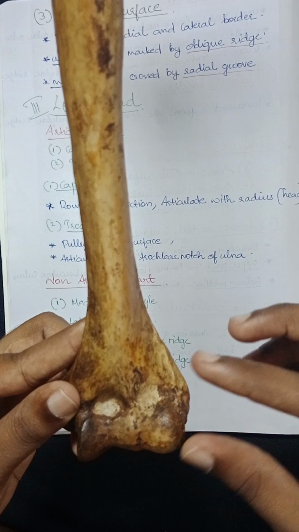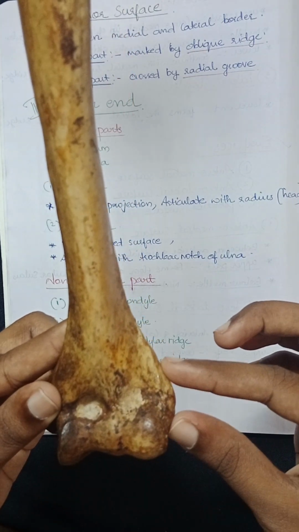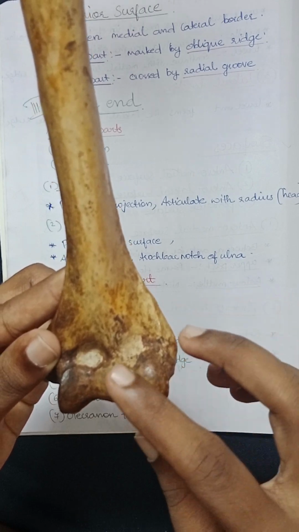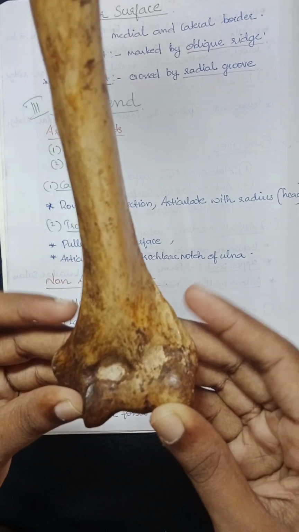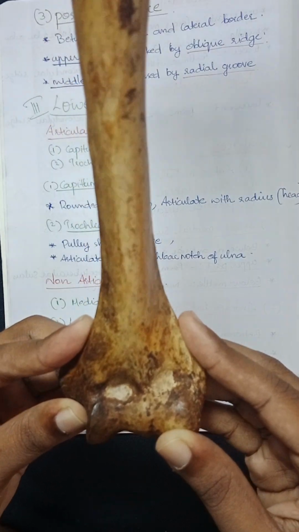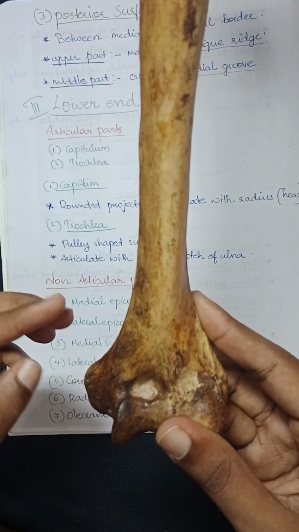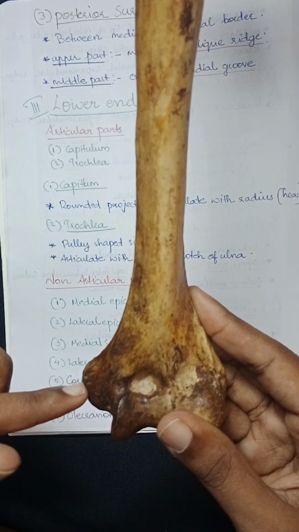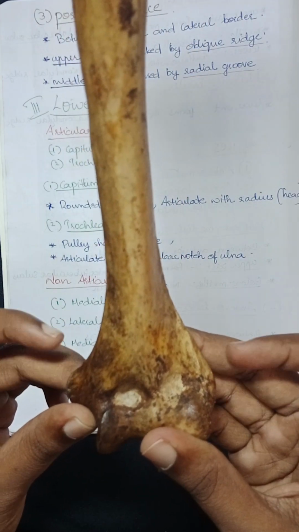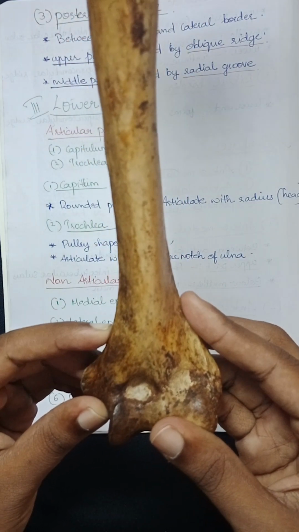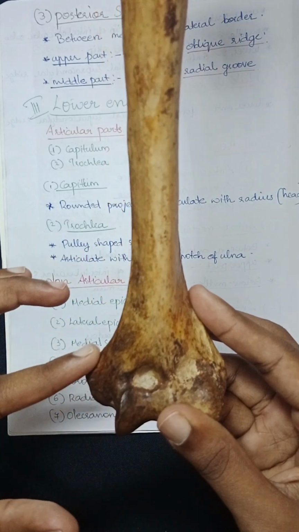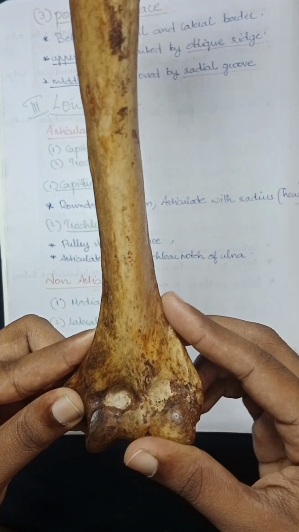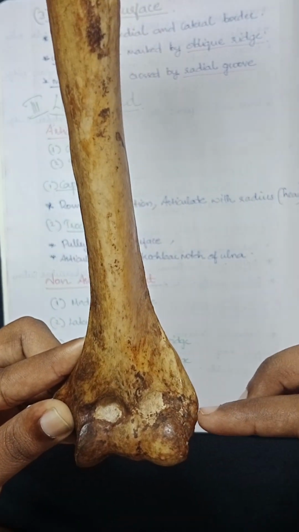And on the same level as the medial epicondyle, there is the lateral epicondyle. It is less prominent and smaller than the medial epicondyle. These are the two epicondyles. Then the medial and the lateral supracondylar ridge. Supra means upper. So the ridge that is seen above the medial and lateral epicondyle is known as the supracondylar ridge. The sharp medial margin is the medial supracondylar ridge and the sharp lateral margin is the lateral supracondylar ridge.